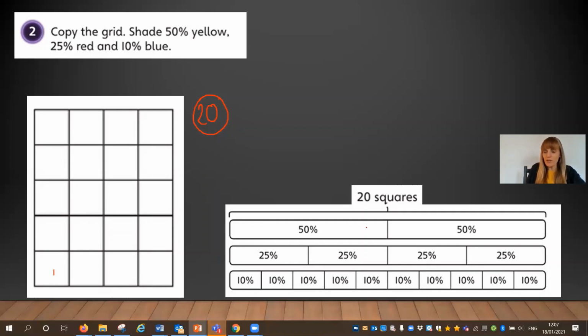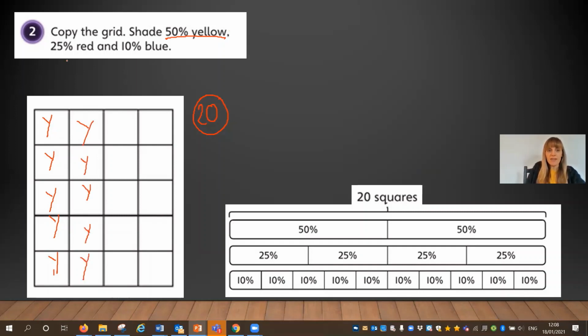So 50% we know is the same as half. So what's half of 20? It's 10. So we must shade 50% in yellow. That means 10 squares need to be yellow. I'm going to show you, in case you haven't got colours at home, I'm just going to do it like this, Y for yellow. So I know 50% of 20 is 10 squares that have got to be yellow.